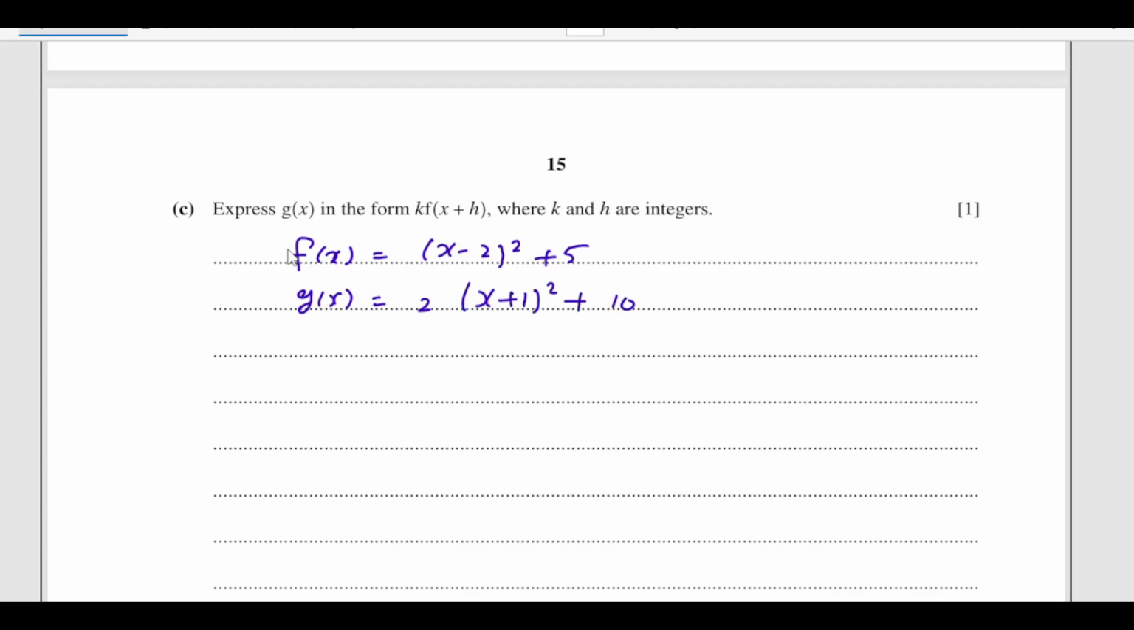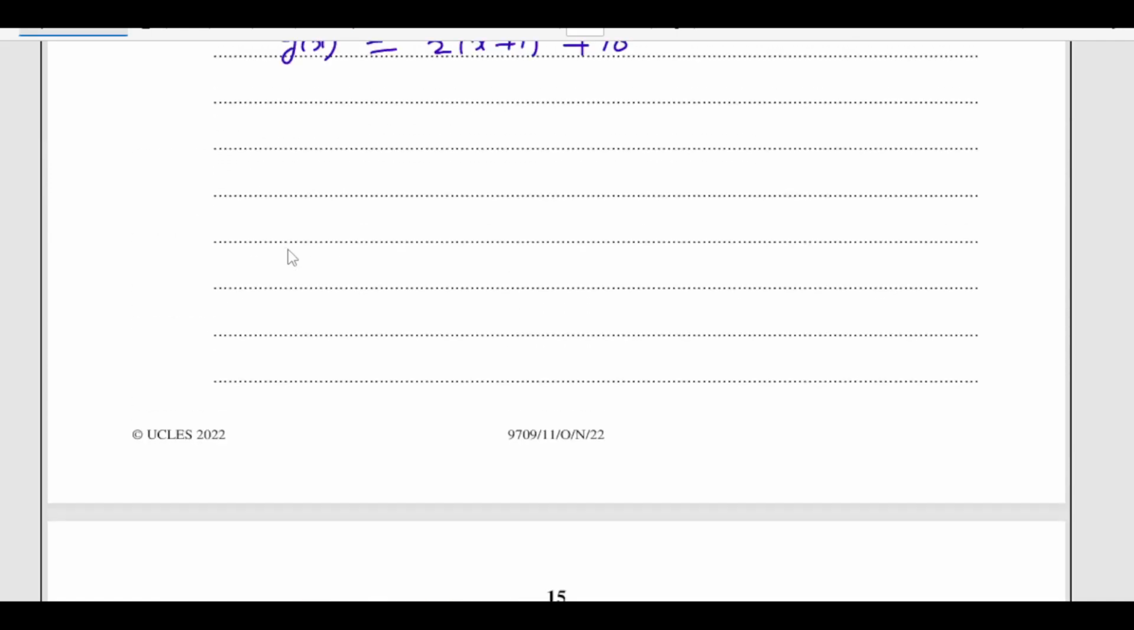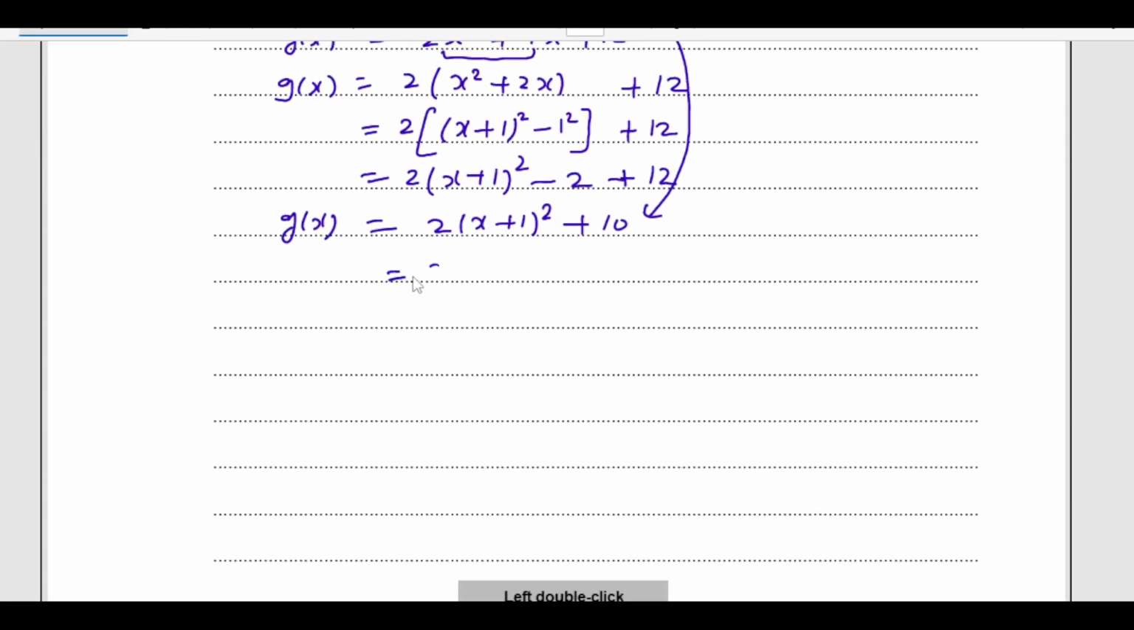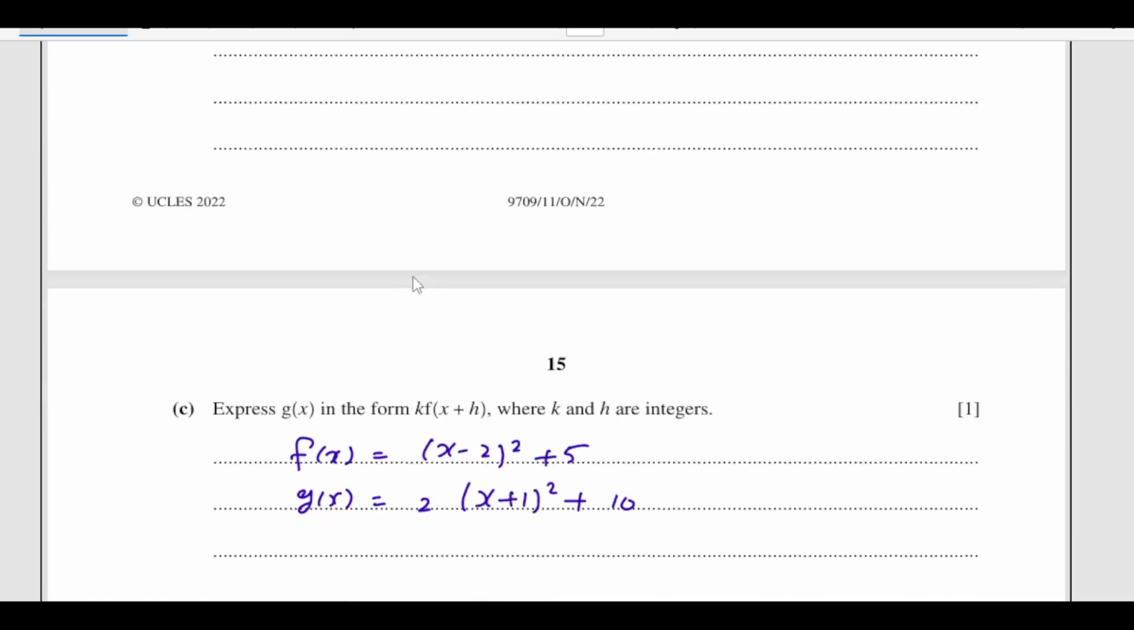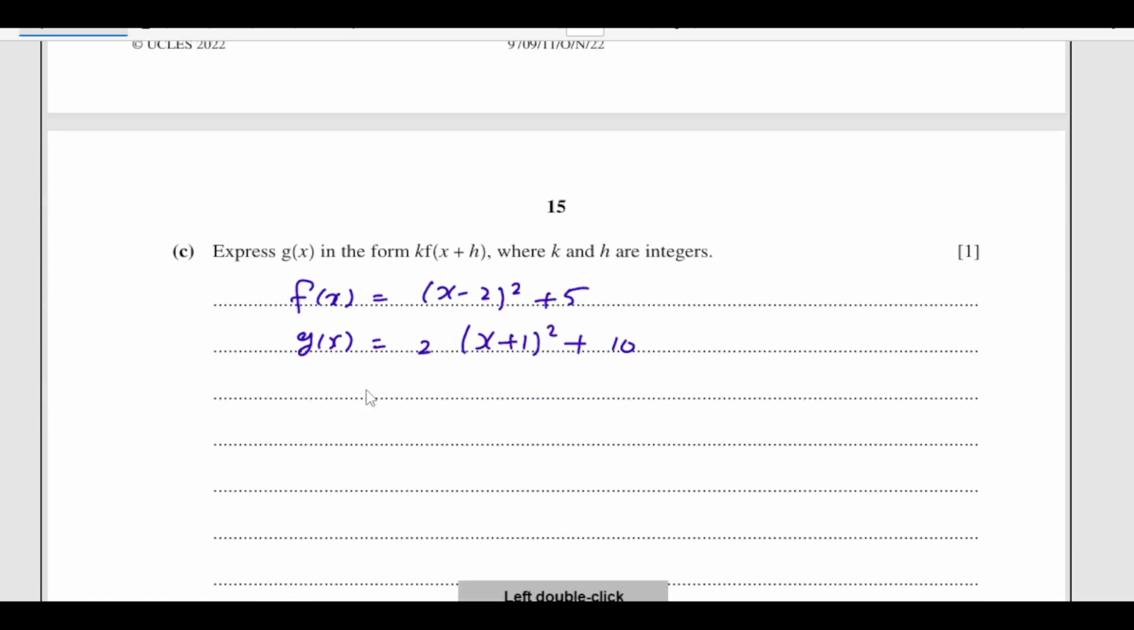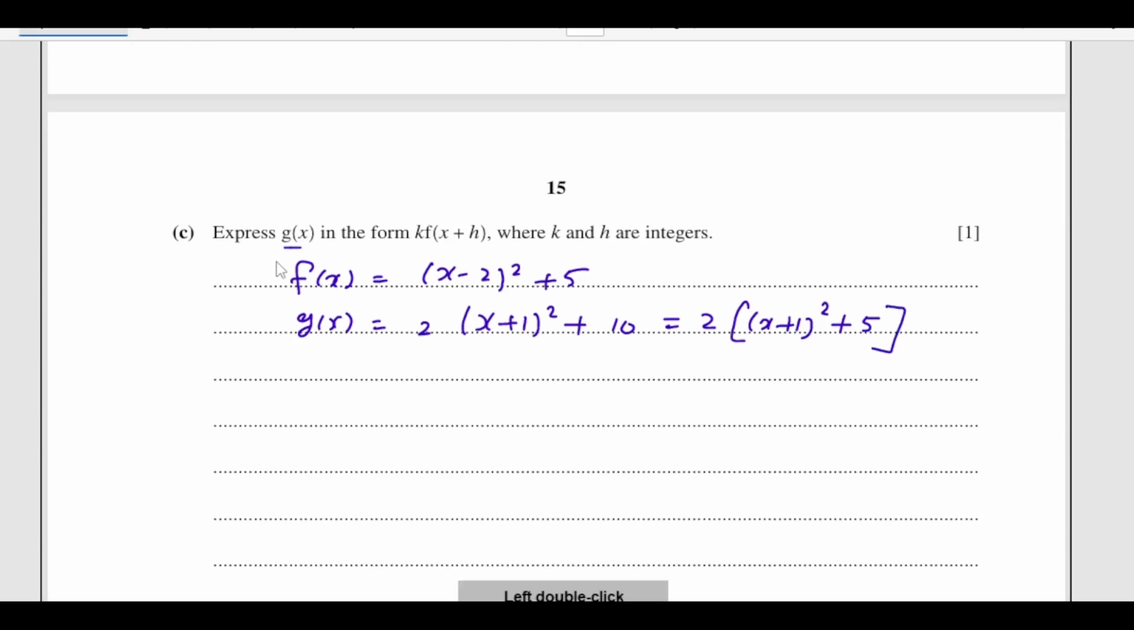So what we can do here, I think I missed one step here. So here we need to have 2 out here, x plus 1, sorry for that, plus 5, right? So we will write that form here, which is 2 into (x plus 1) squared plus 5, right? So now the question is express g(x) in this form. So we will start with g(x). g(x) is 2 into (x plus 1) squared plus 5.